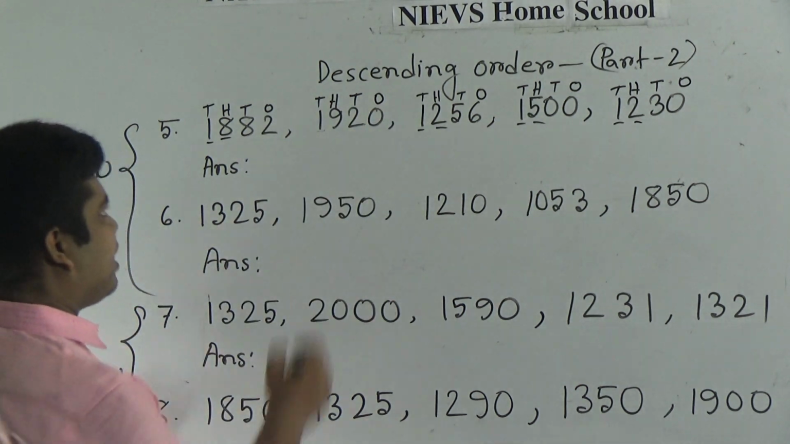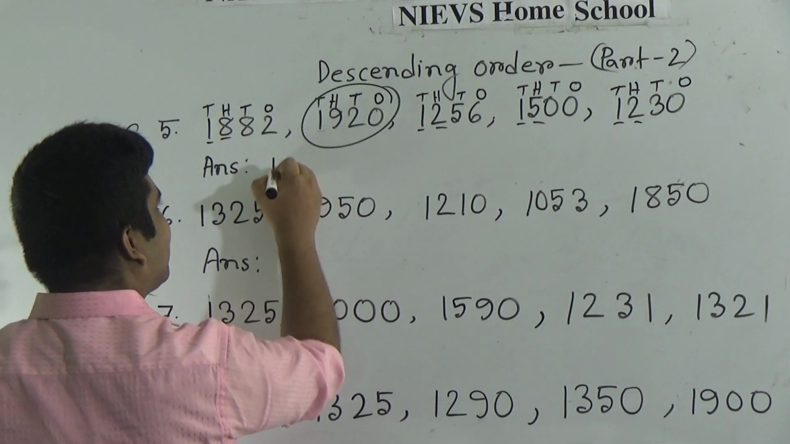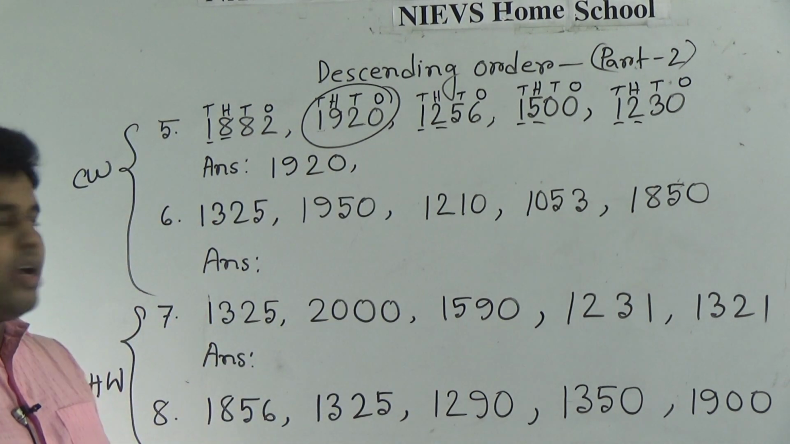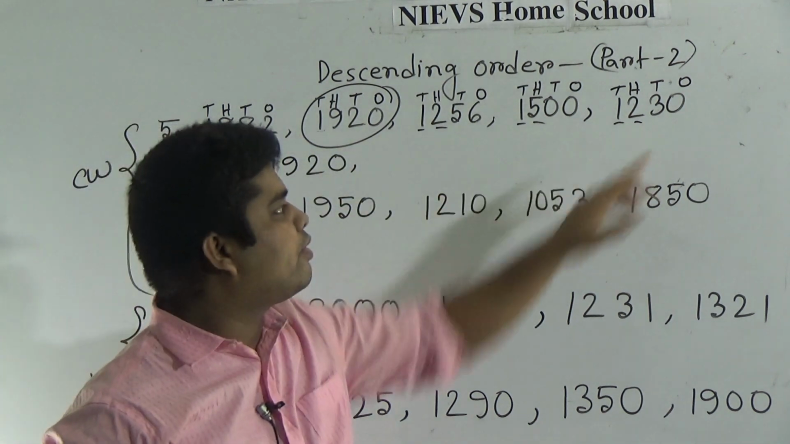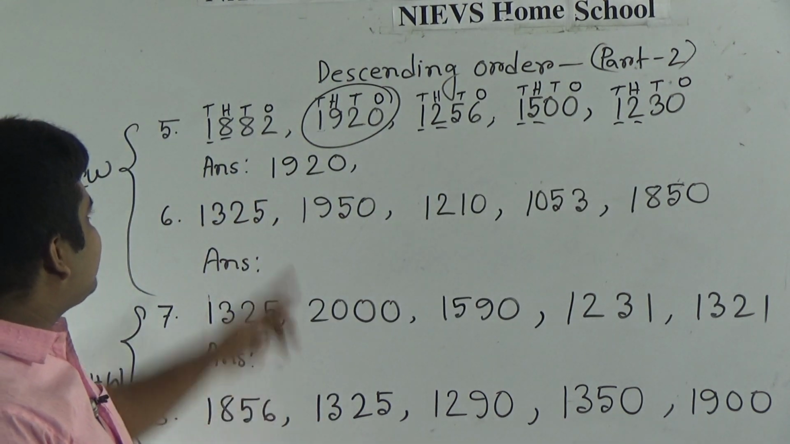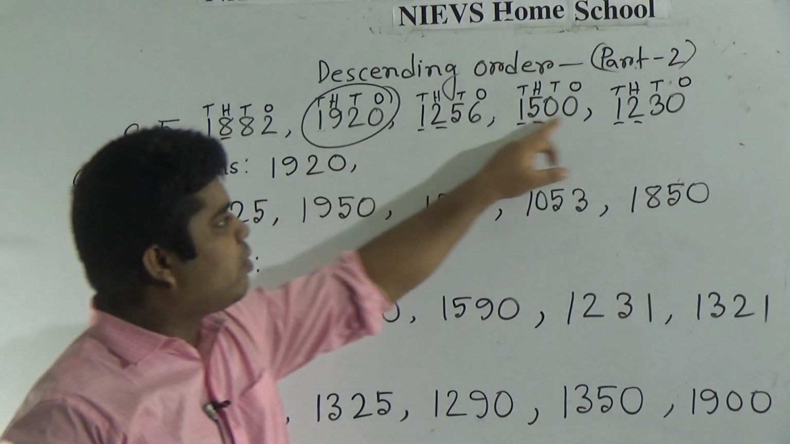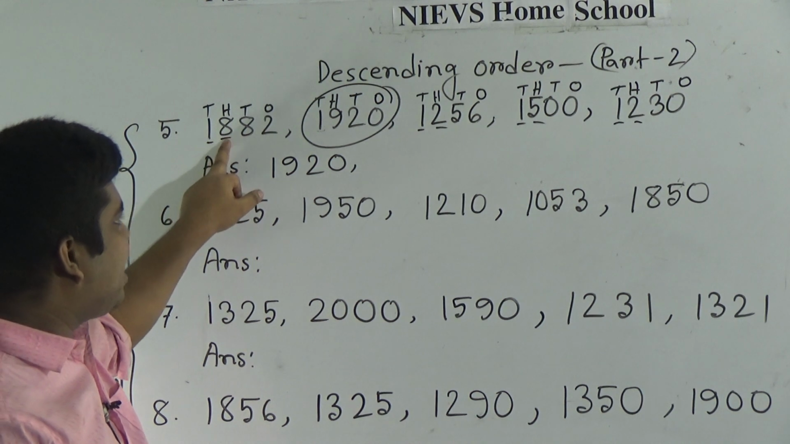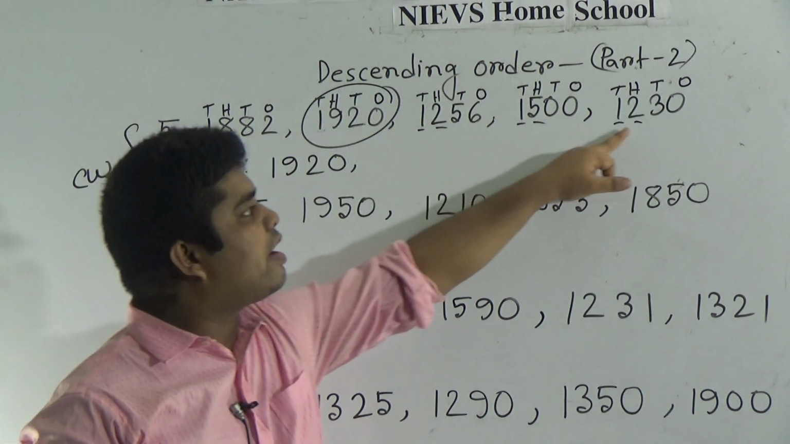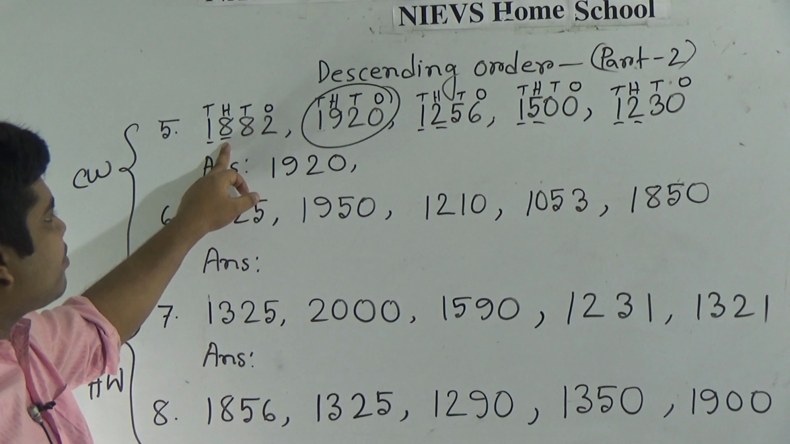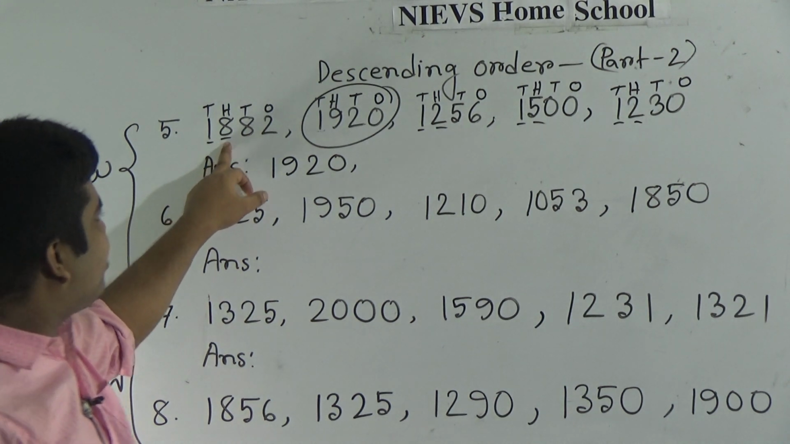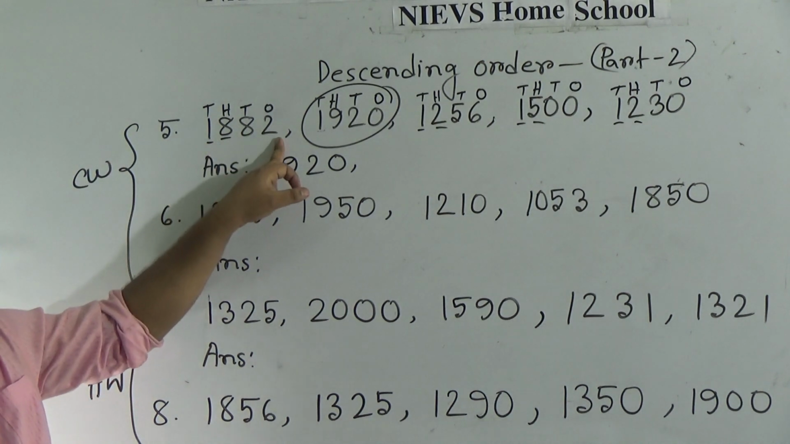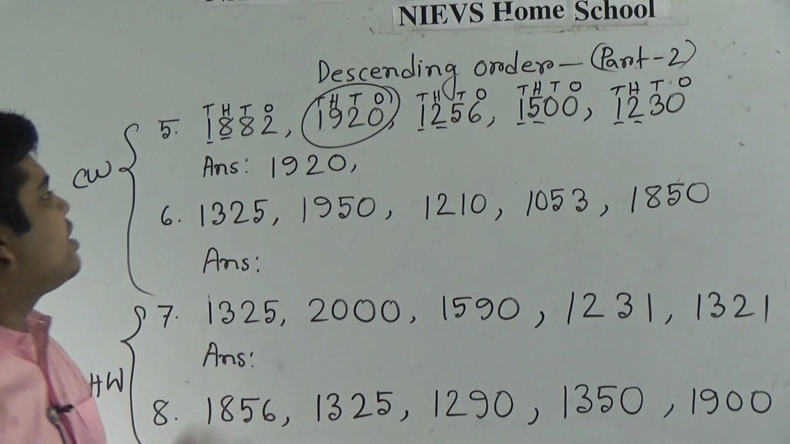So first of all we write this number, that means 1920. So the first one is done and 4 numbers are left. Now we notice the thousands places, 1, 1, 1, 1, they are the same. So we notice the next place, the hundreds place. Here 8, here 2, here 5, here 2. So 8 is the greatest among 8, 2, 5 and 2. So 1882 is the greatest number among these 4 numbers.